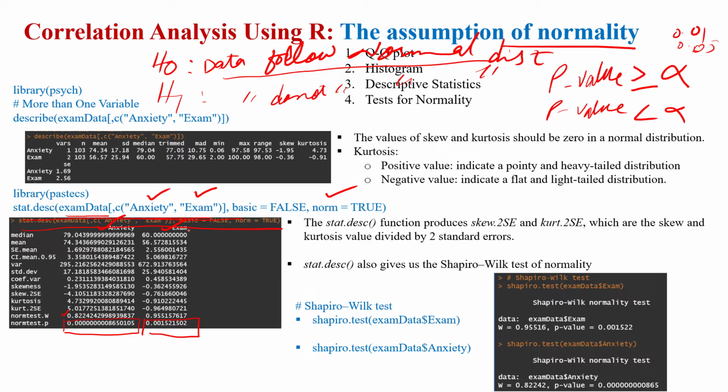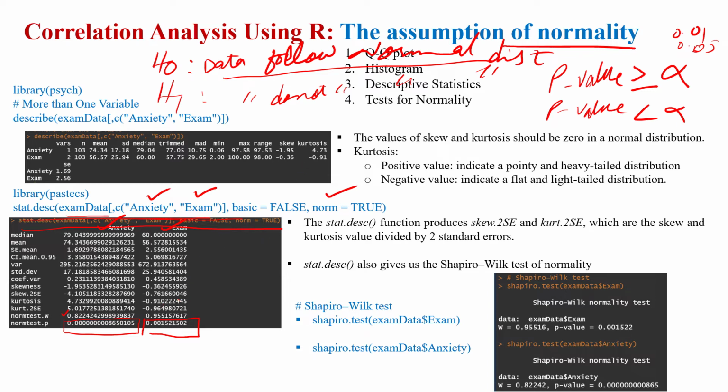So theoretically speaking, we cannot apply the correlation coefficient on these two data sets. We have to use some non-parametric method. But for practice purposes, we will find the correlation coefficient between these two variables using Pearson. Practically, you cannot apply the Pearson correlation coefficient between exam and anxiety because the data do not follow the normal distribution. So we have to select one of the non-parametric methods.